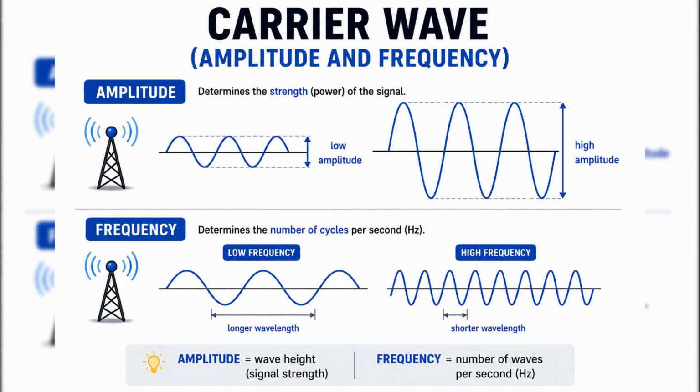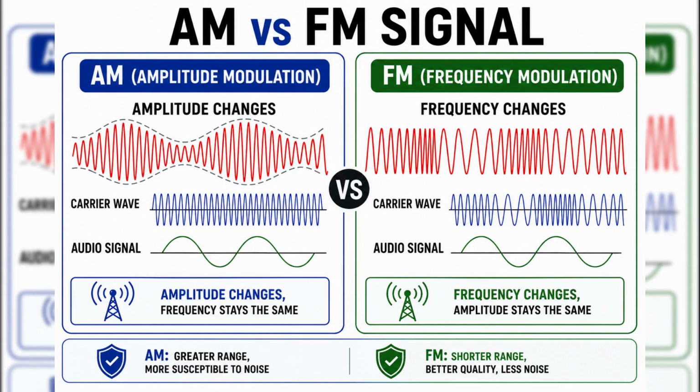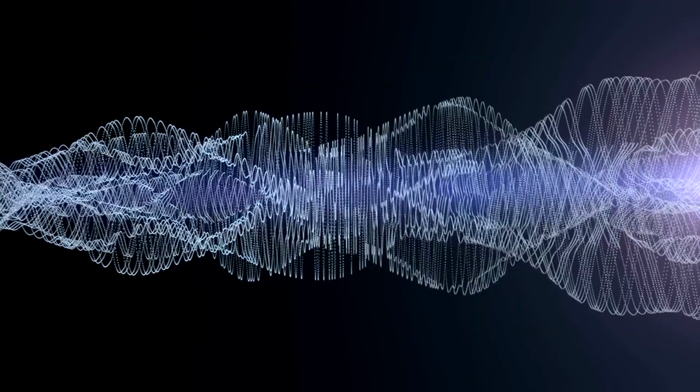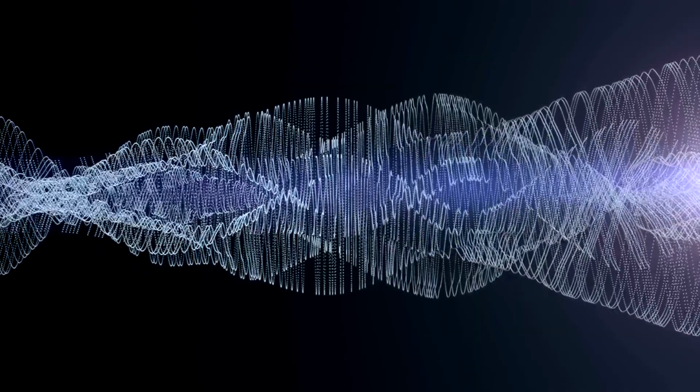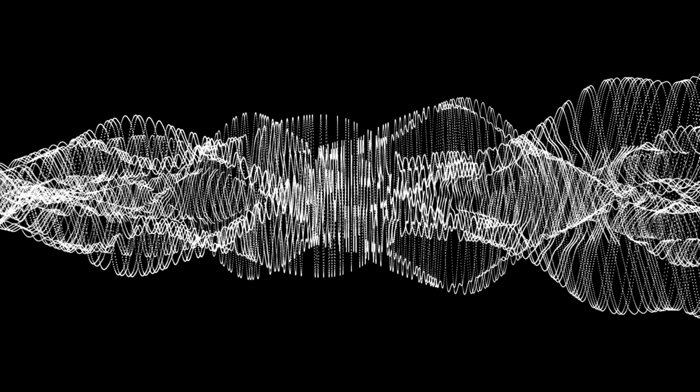During modulation, the original audio signal changes certain properties of the carrier wave in order to encode information onto it. In AM radio, or amplitude modulation, the strength of the carrier wave changes according to the sound signal. In FM radio, or frequency modulation, the frequency of the carrier wave changes instead. In both cases, the sound information becomes embedded into the electromagnetic wave, allowing it to carry audio across enormous distances.